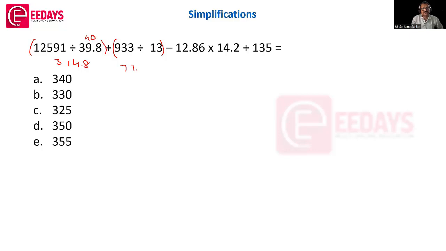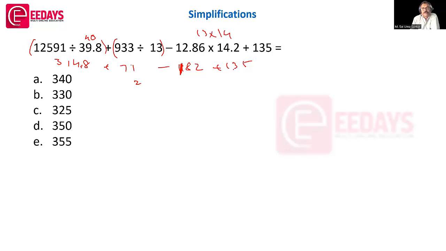Okay, let us take 71 or 2, keep it like that. Minus 13 into 14. Let us take 13 into 14. 13 169 plus 13. What is 169 plus 13? 182 plus 135. So here we have 182. What is the nearest value? 314. Okay, 314.8. Let us take 315.